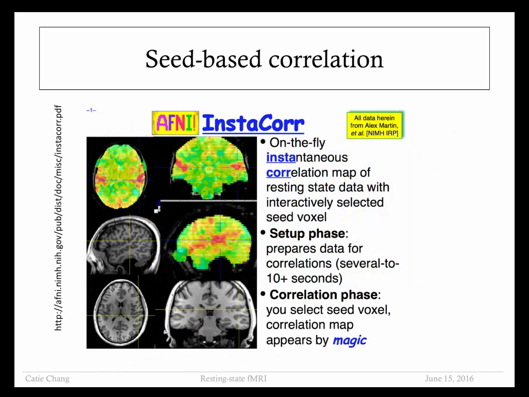AFNI software developed here has a nice exploratory tool for seed-based correlation analysis called InstaCorr. The way it works is if you click on a voxel, then it will instantly show you the seed-based correlation map from that voxel. This can be really helpful for initially exploring the correlation structure in your data from different seed regions. You have to avoid fishing for any effect of interest. This can also be a nice way of quality checking your data, because sometimes if you click on certain areas, you can see large artifacts popping out really obviously, so that can be useful too.